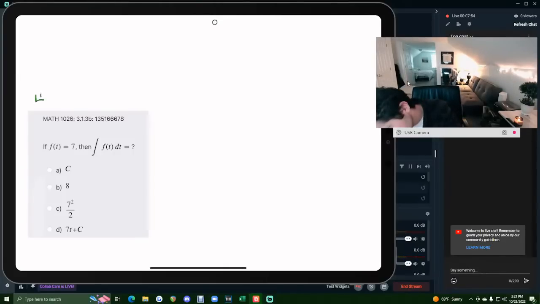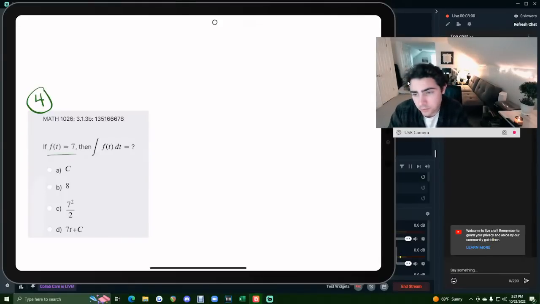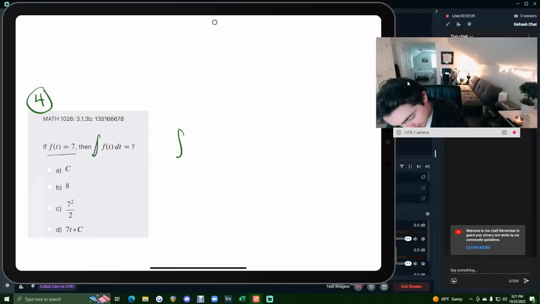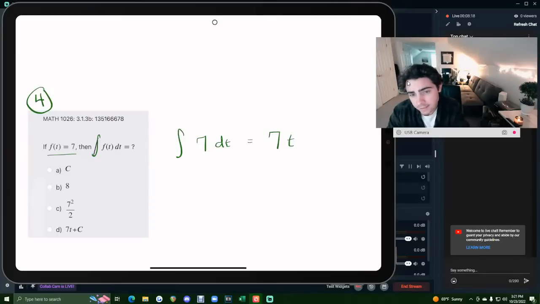All right. Number 4. In this problem, they give us a constant function that is just f equals 7, and they ask for the indefinite integral of f of t. This is just another way of saying what is the antiderivative of 7. The antiderivative of 7 is just 7t. Anytime you have a constant, its antiderivative is just the constant times t.